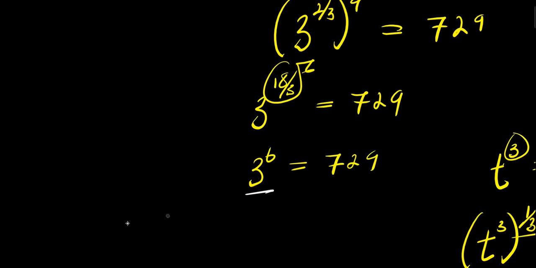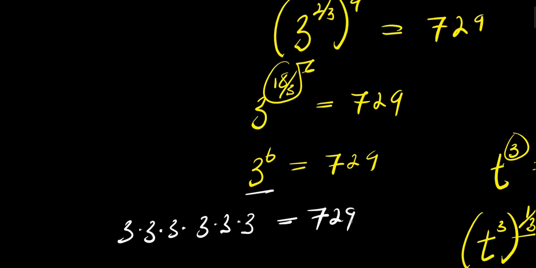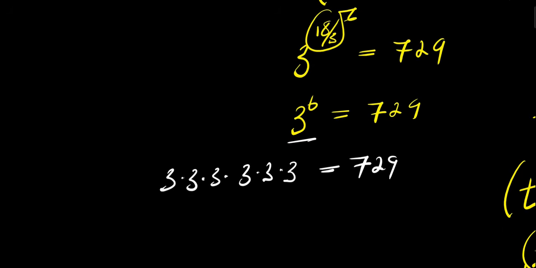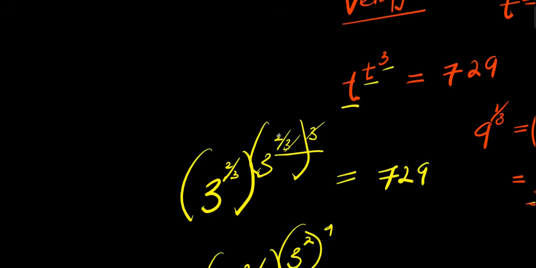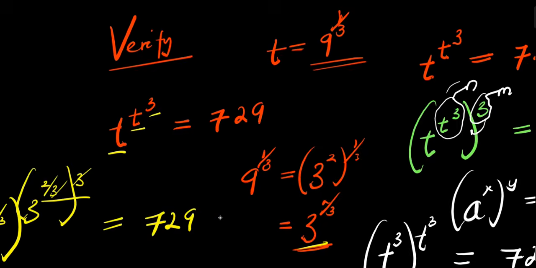So this simply means 3 times 3 times 3 times 3 times 3 times 3 equals 729. This is 9, this is 9, this is 9. So this is 9 times 9 times 9, and that is 729. So there it is. This has satisfied the equation, guys. So that is it. Thank you and goodbye.